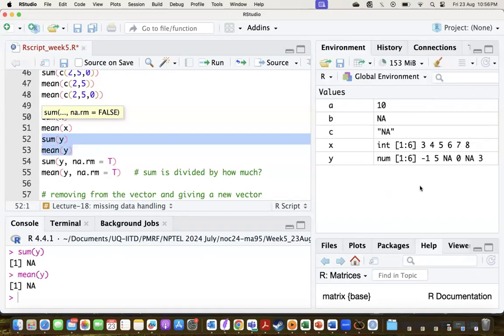So R is telling us that, see, there are some missing values here, so you have to instruct me on how to handle those missing values. I'm not going to directly compute something without your knowledge. R is telling us to be careful, there are NA values in your data set, which is a very good thing that it happens.